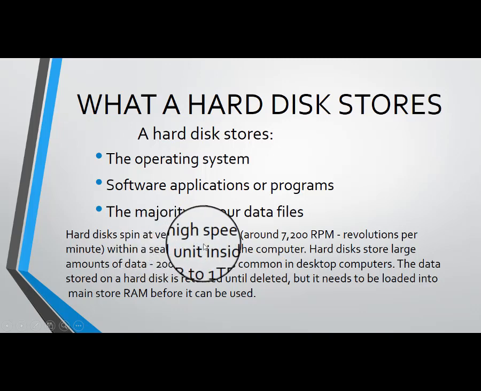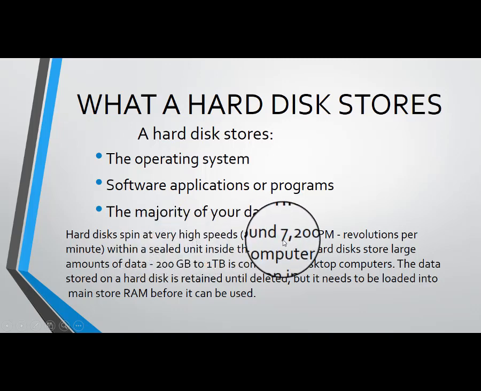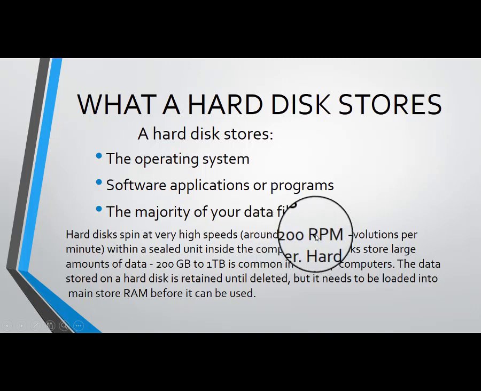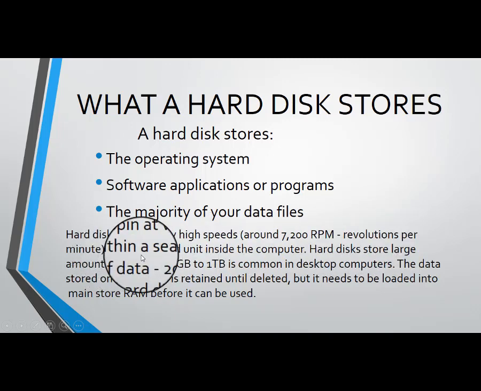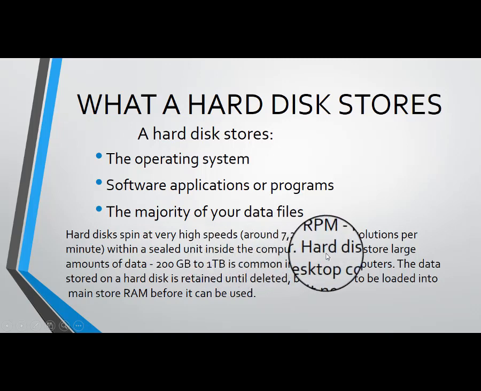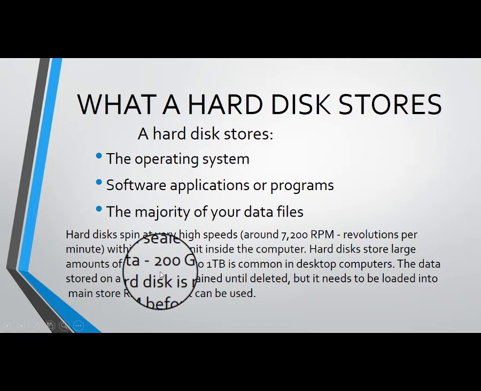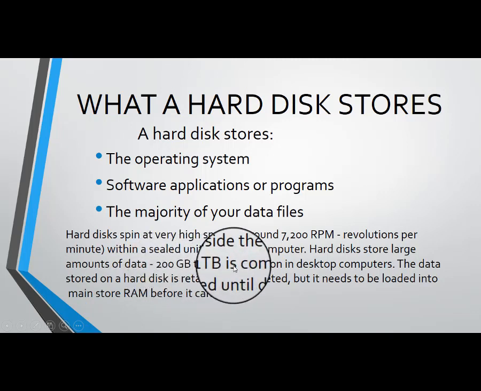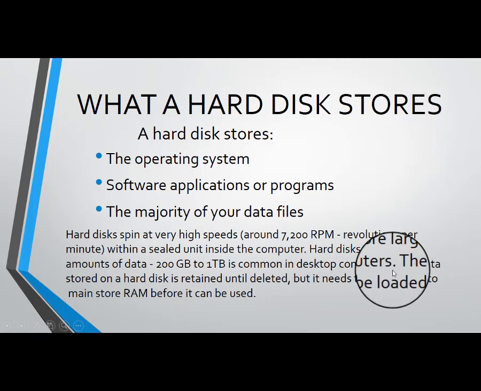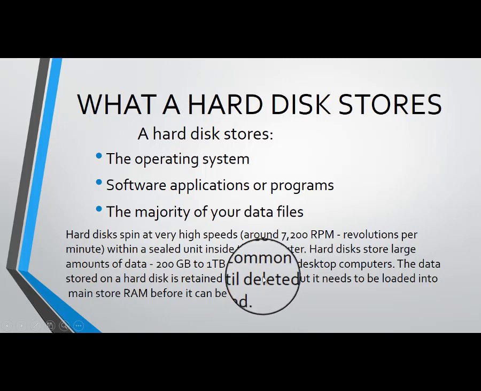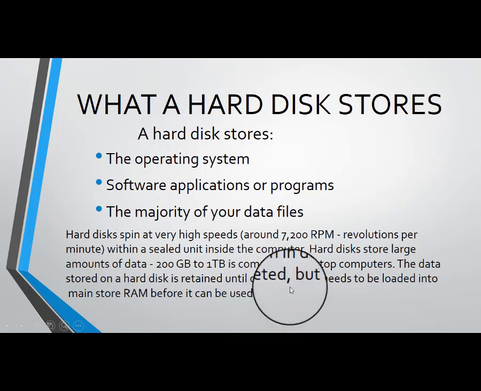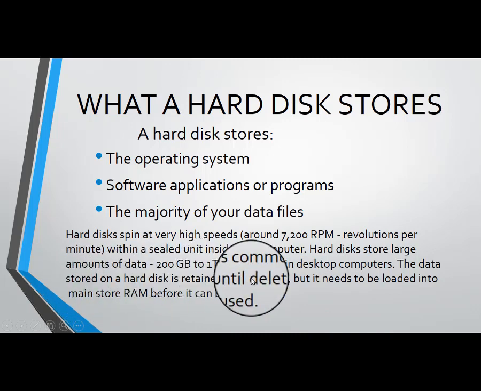A hard disk spins at a very high speed, around 7,200 RPM, that is, revolutions per minute. Within a sealed unit inside the computer, a hard disk stores a large amount of data. It can be 200 GB to 1 TB and so on. It's common in desktop computers. You can also have such storage nowadays in laptop computers. The data stored on a hard disk is retained until deleted. That means the data that is kept on your computer is always stored until you delete it.